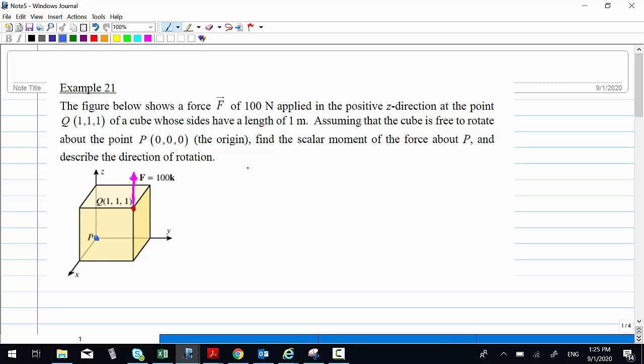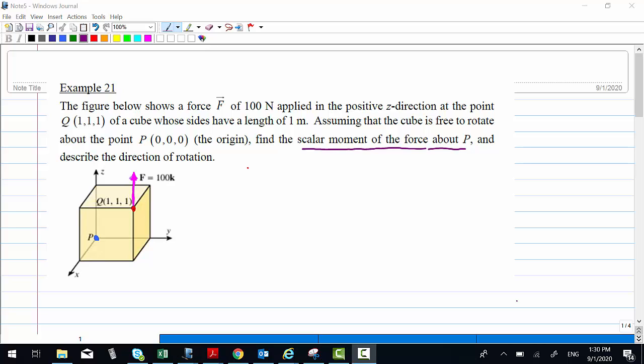So the question is, find the scalar moment of the force about P. Describe the direction of rotation.